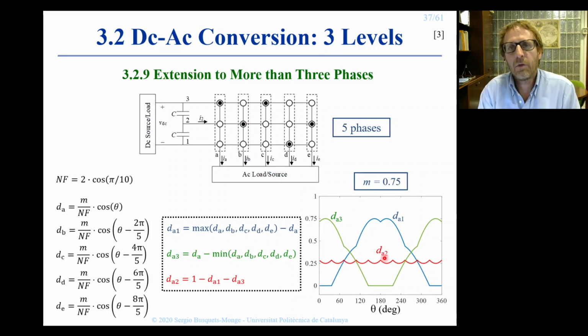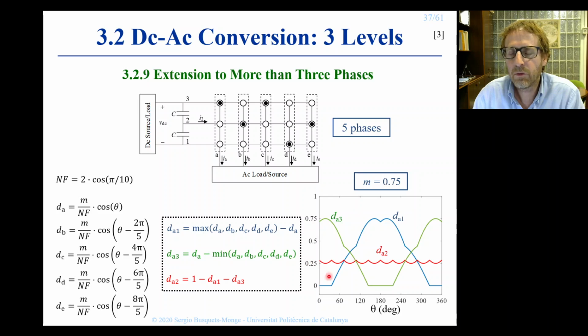How can we extend the virtual vector pulse width modulation to more than 3 phases? Here we are showing a particular case, the five-phase case. We can proceed exactly the same as we did with the three-phase and the single phase. We first write down the normalized value of the phase voltages, and then we compute the duty cycles of each leg connecting to each of the neutral points, following the same expressions.